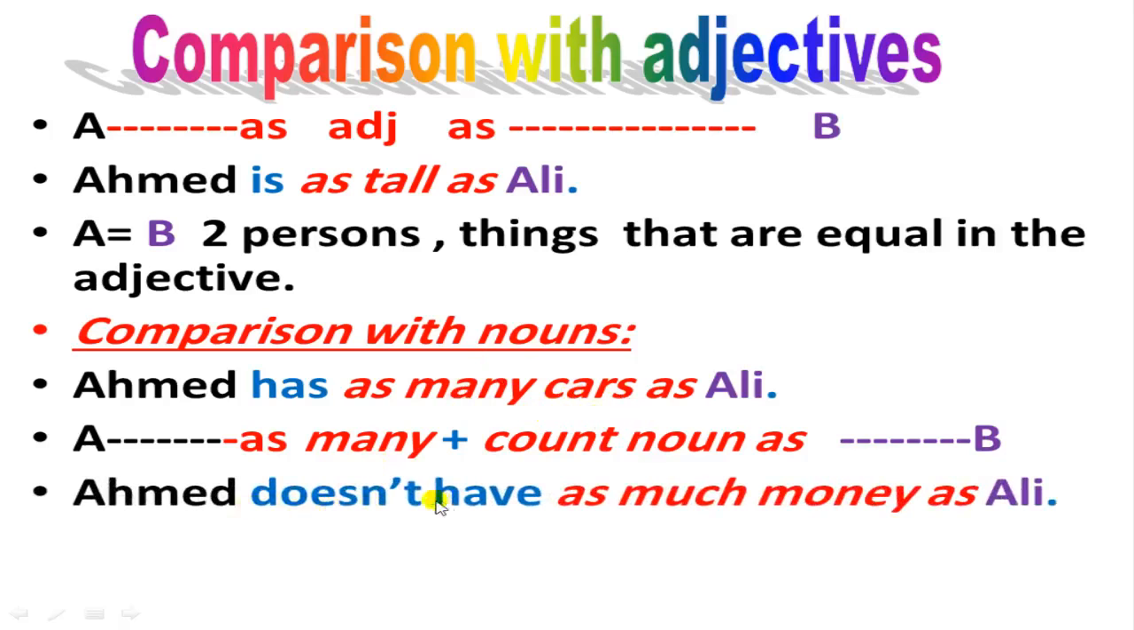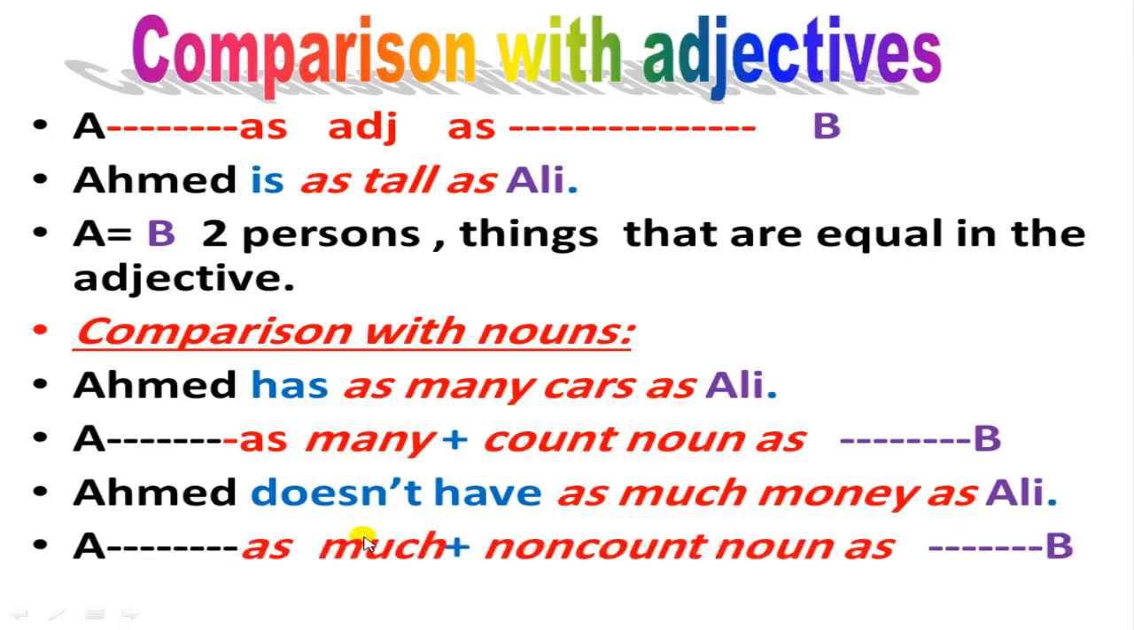Ahmed doesn't have as much money as Ali. After much, we have a non-count noun. Much money, water, oil, parking, these are non-count nouns. Again, with an adjective to compare between two, as, adjective, as, they are equal.